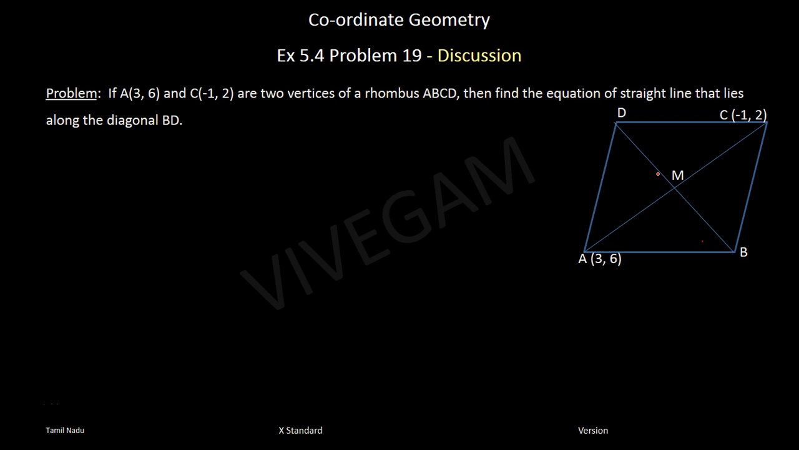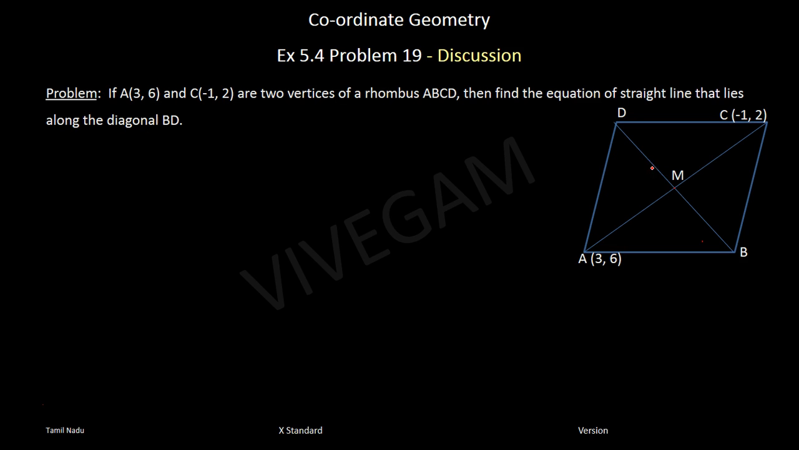Now, as I told you, the diagonals bisect each other, which means the midpoint of AC is also the midpoint of BD. So you can find the midpoint of AC, which will give you the value of M. So one point on the straight line BD is now known. Next, what does it say? It says the product of the slopes of AC and BD will be equal to minus 1, because they are perpendicular to each other. So calculate the slope of AC, from which you can calculate the slope of BD, right? So now you have the slope of this line BD as well as one point on it, and you use the slope-point form and calculate the equation of the straight line.